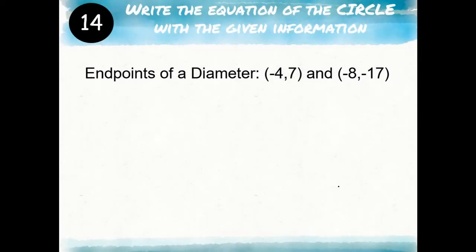Last one here, so hold with me. Now we got endpoints of a diameter, so that means we got the two dots on the outside of my circle. So I need to figure out the center. I don't have that, and I also don't have the radius. Let's figure out the center. How can you find the center of two dots? How can I find the midpoint? Because that would be the center, right? A midpoint.